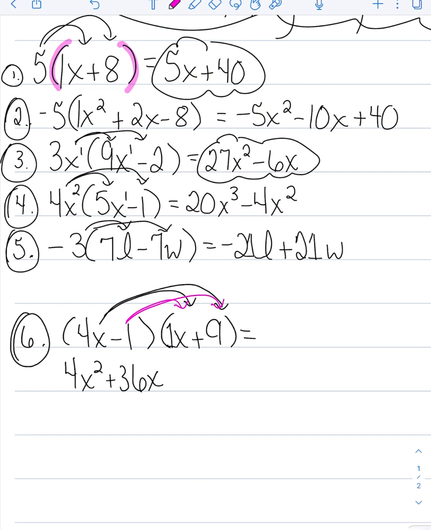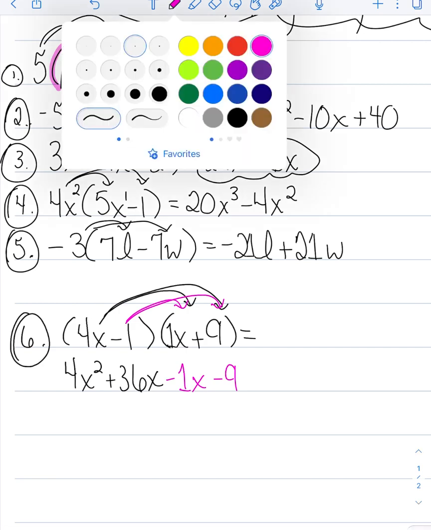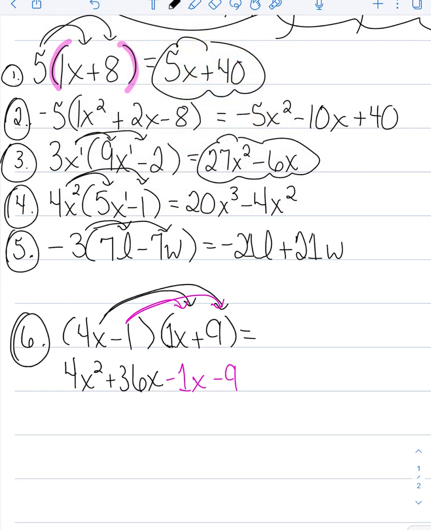You just have to make sure that you do everything here, okay? -1 times 1x is -1x. -1 times 9 is -9. And then you'll combine all your like terms, okay? I don't see any other x squared, so 4x squared. 36x minus 1x is 35x. And then bring down the -9. So that is a way to do this.